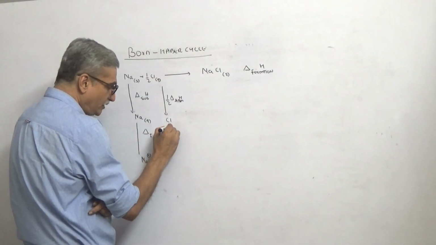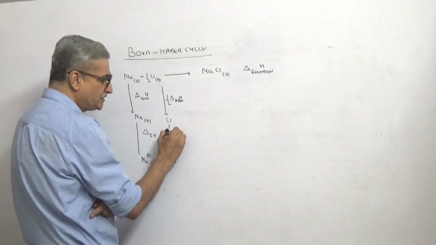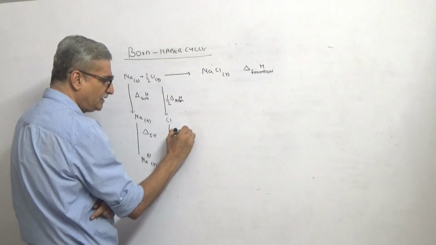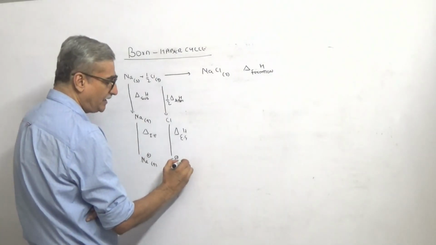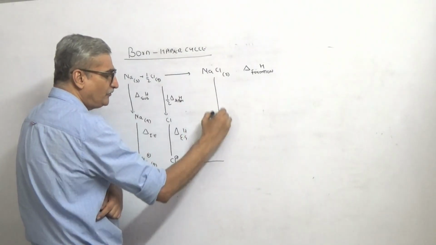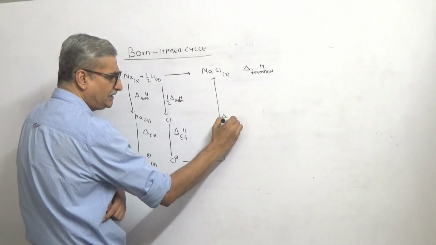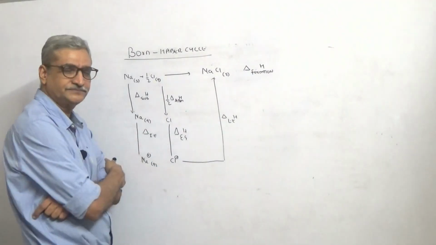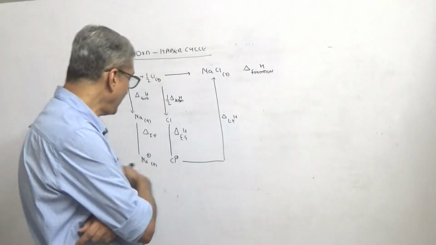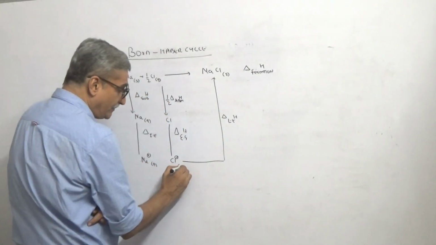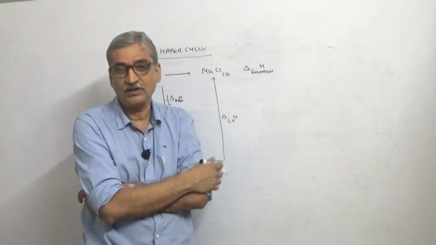Now this chlorine, you are making it into chloride ion. So this is delta electron gain enthalpy H. Now sodium ion and chloride ion are combining to form sodium chloride solid. This is delta lattice energy H. This much is the energy released when sodium ion in the gaseous state combines with chloride ion in the gaseous state to form 1 mole of sodium chloride.